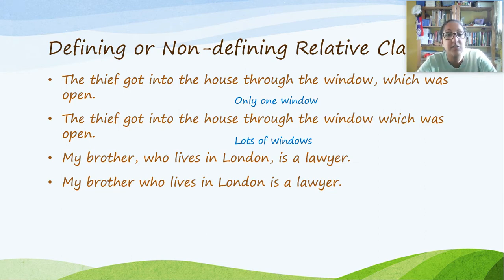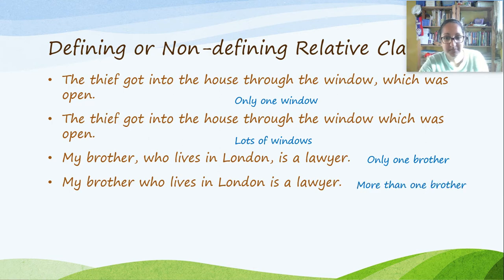Okay, that is the non-defining relative clause. Who lives in London in that first sentence is extra information. Okay, so in this case, I have one brother, he lives in London, and he is a lawyer. Whereas in the second case, my brother who lives in London is a lawyer. I have more than one brother, but the one that lives in London is a lawyer. The one that lives in, say, Birmingham is not. Okay.